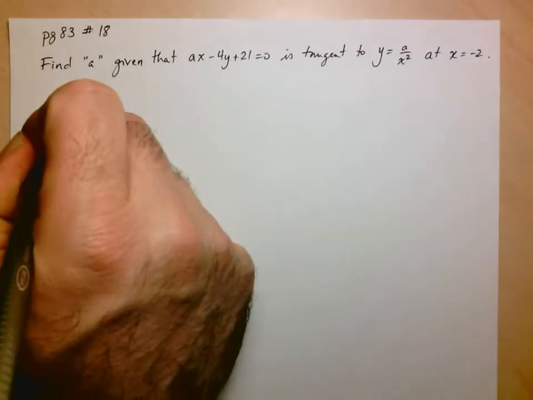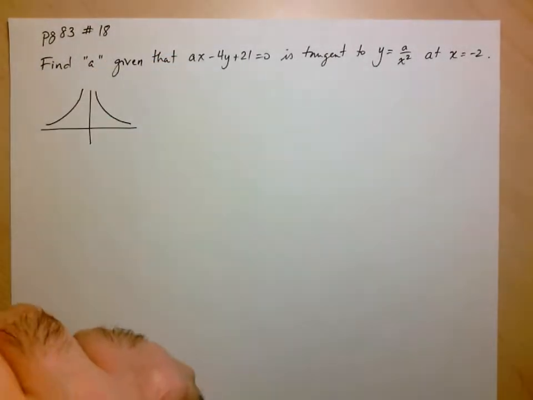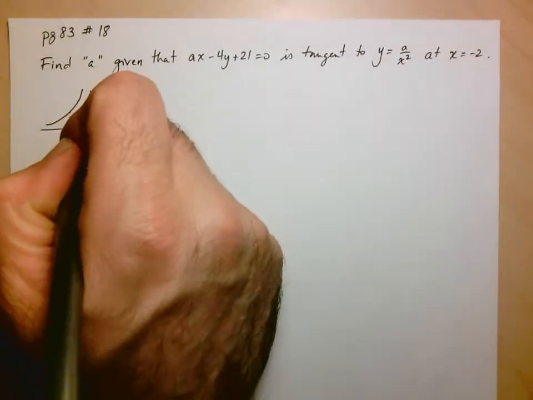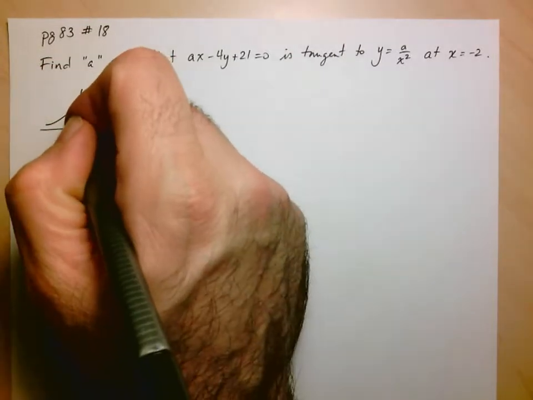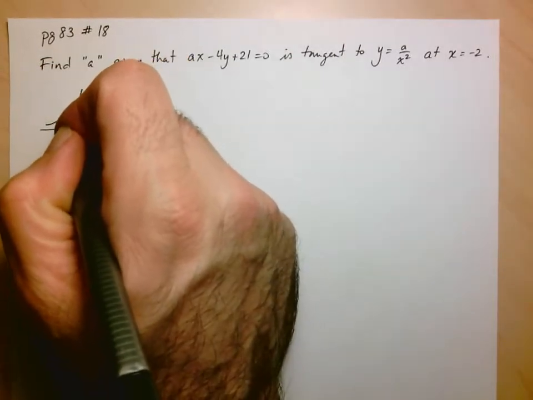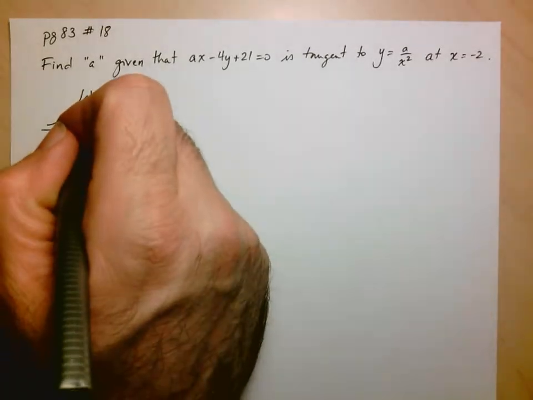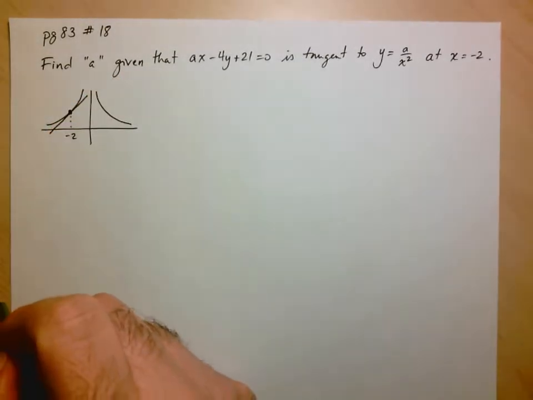I kind of know this function is probably going to look something like this. I'm interested in x equals negative 2, and this line here is tangent to the curve at that point. Let's recall what it means to be a tangent line. First of all, we know that they're going to share this point at x equals negative 2.